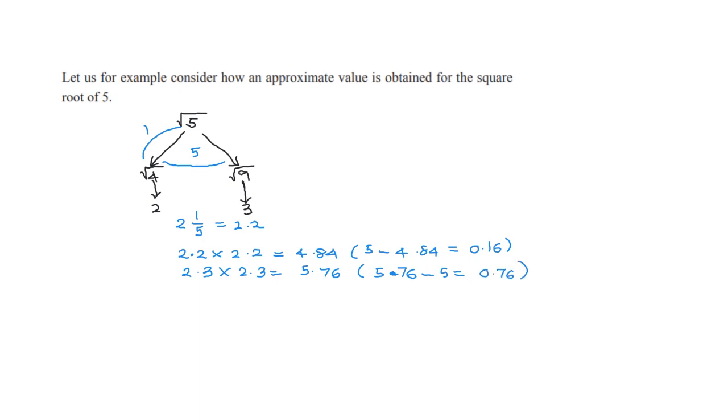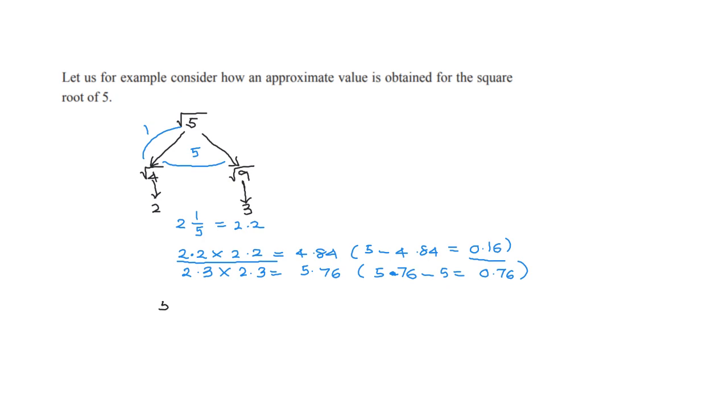Now, which number we have less gap here? 2.2. See, this is 0.16. So, we choose 2.2 as an approximation value for root 5. We write this like this.